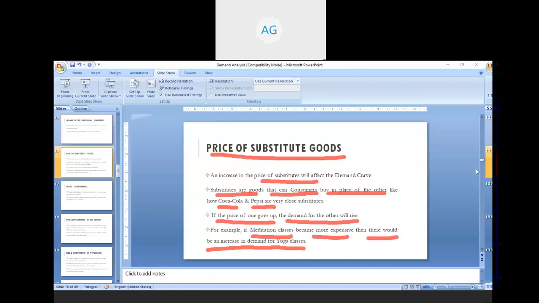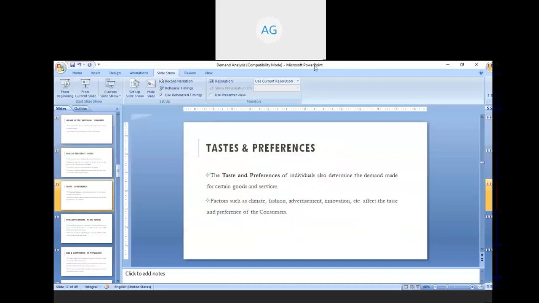Okay. So let's see the third determinant of demand. Then our third determinant is taste and preferences. Basically the taste and preferences of individuals also determine the demand made for certain goods and services.